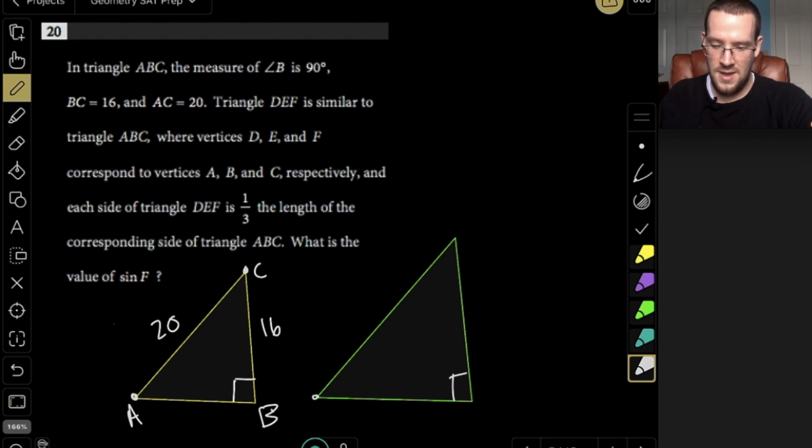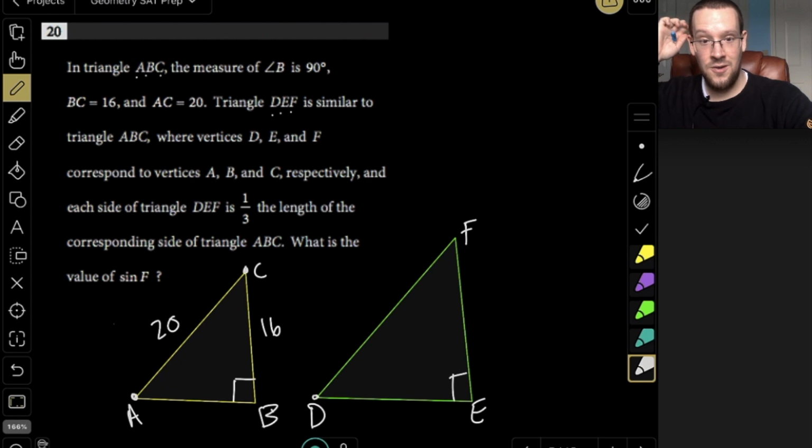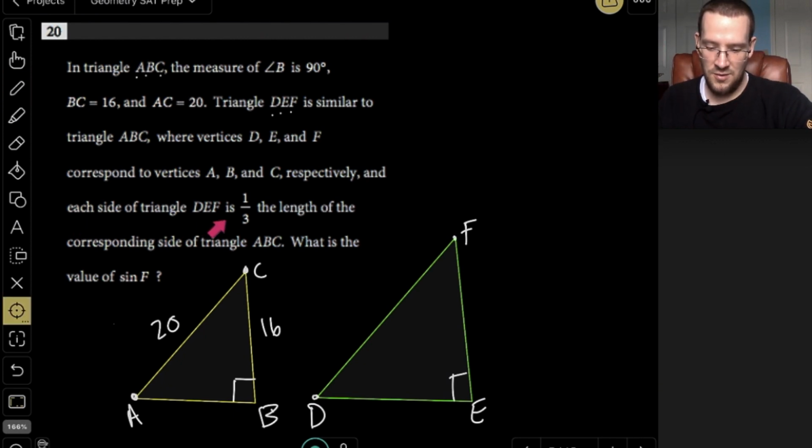And notice ABC and DEF. A corresponds to D, B corresponds to E, and C corresponds to F. So your similar triangles should look like this. Each side of the triangle is 1/3 the length of the corresponding side. Oh, so it's almost like there's a scale factor. But what is the sine value of F? We have to find out what measurements are going to be the hypotenuse and the opposite.